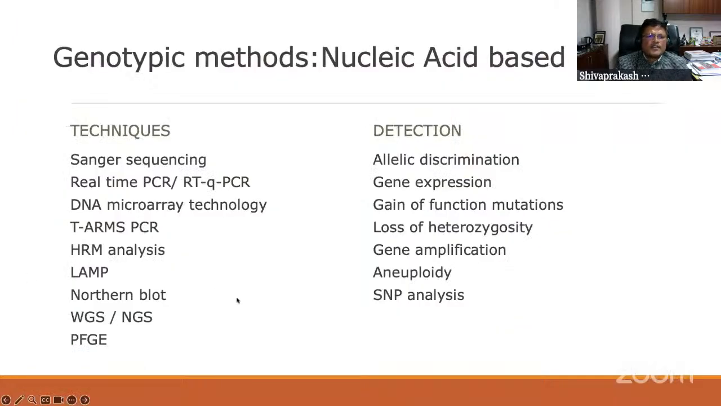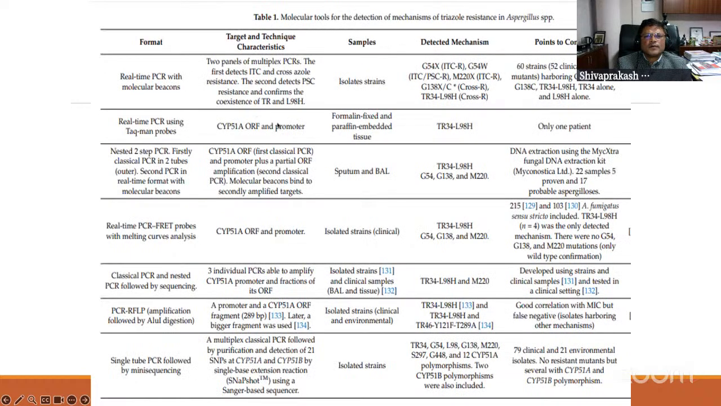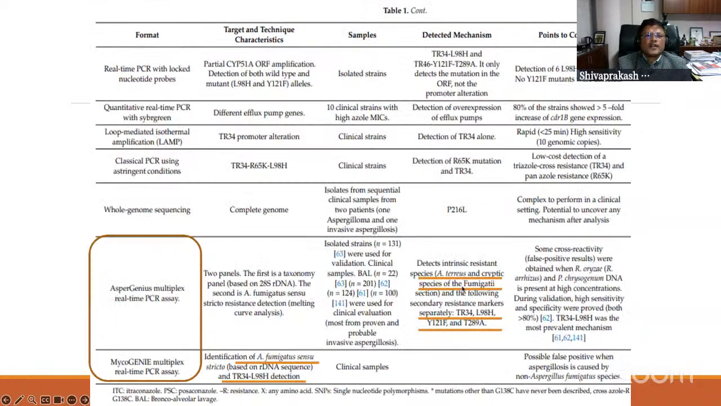Most of the time we also have genotypic methods other than those. For example, for mutations we have to do Sanger sequencing, and we also have real-time PCR with specific primers; many genotypic methods can be used. Nowadays, kits are also available. For example, some kits can identify the organism from a clinical sample using multiplex PCR, and simultaneously detect antifungal resistance along with that. Most often in-house methods are used, but kits are also available for detecting these.